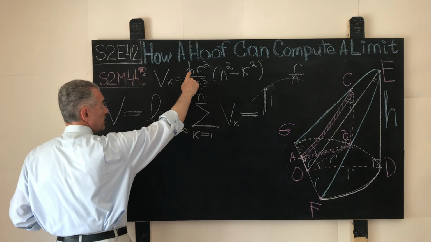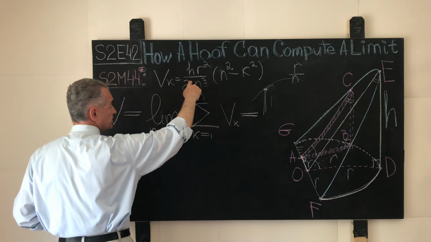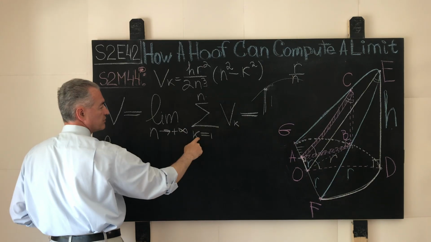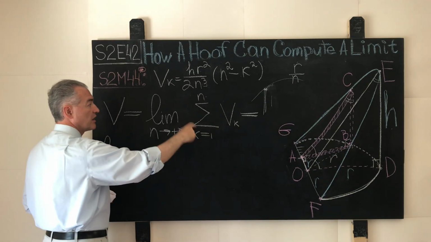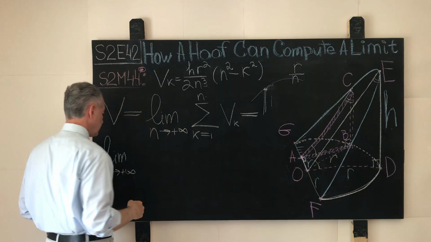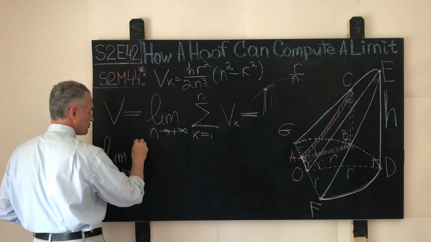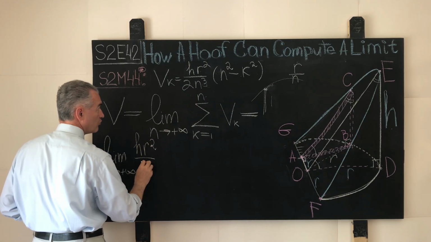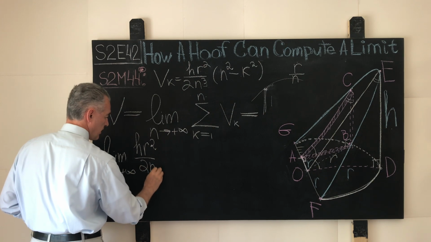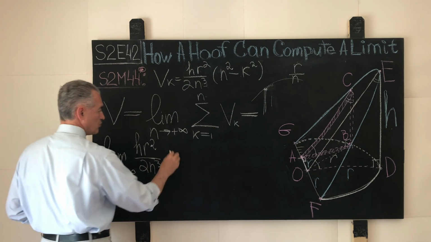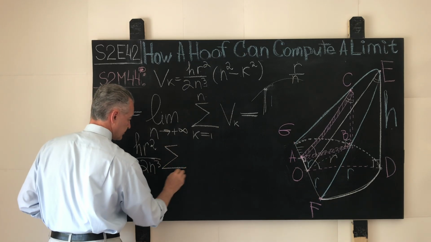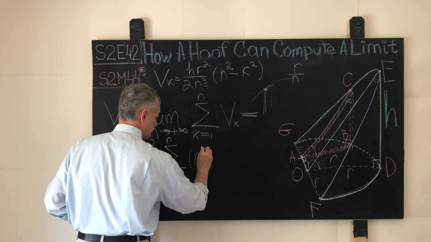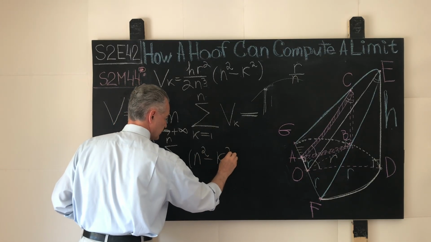Let's say h, r squared, and 2 are constant. They can be carried out through the summation sign because they do not depend on the dummy summation variable, and they can be carried through the limit. So in this case, I will write it down just so we wrap our brains around it. h r squared over 2 n cubed. And what do we have here? Here we have the following sum. k runs from 1 to n. And what is this sum? n squared minus k squared.